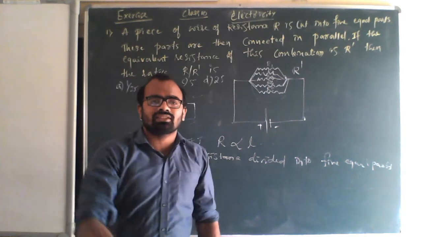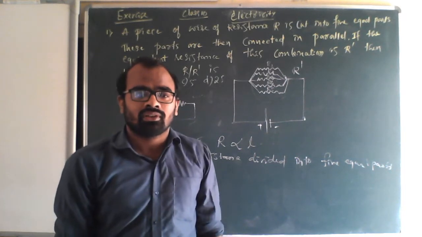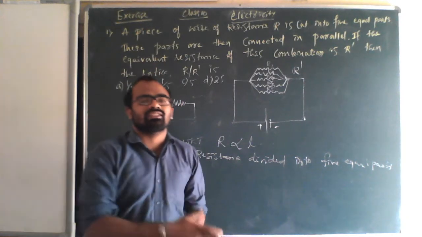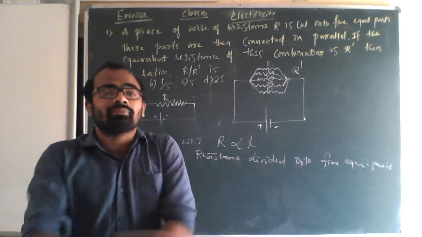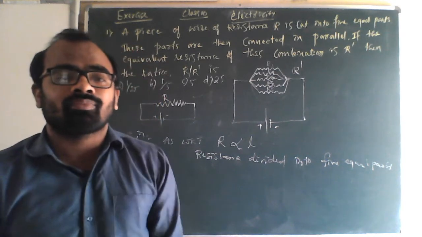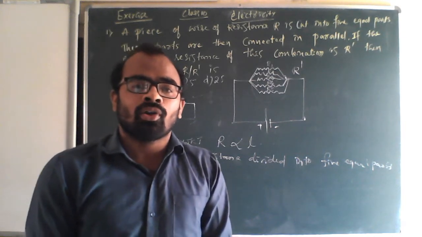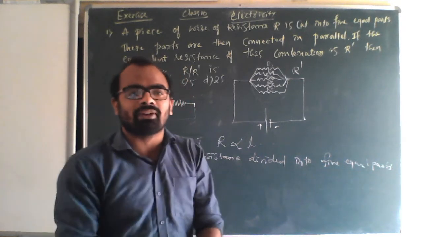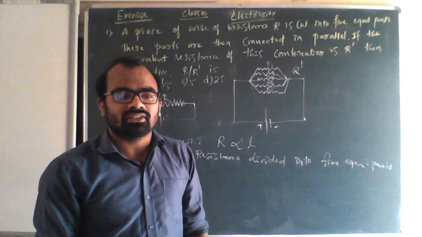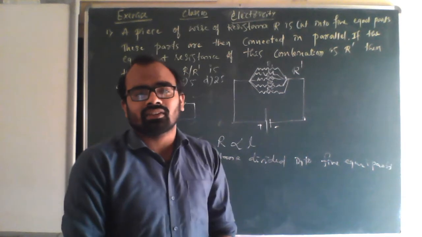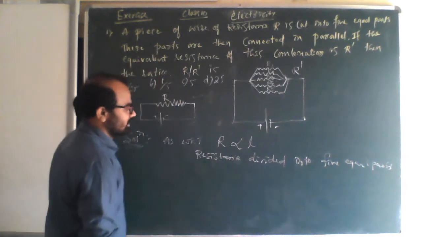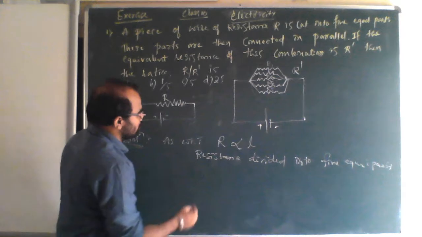Length cut ಮಾಡಿದ್ರೆ resistance cut ಆಗ್ತದೆ. Resistance ಹೆಚ್ಚಾದ್ರೆ length ಹೆಚ್ಚಾಗ್ತದೆ. Length ಕಡಿಮೆ ಆದ್ರೆ resistance ಕಡಿಮೆ ಆಗ್ತದೆ. Directly proportional. So ಇಲ್ಲಿ ಇದ್ದಂತ length ಅನ್ನು 5 ಭಾಗವಾಗಿ ಕಟ್ ಮಾಡಿದ್ದಾರೆ, ಅದರ resistance R by 5 ಆಗ್ತದೆ. Isn't it? 100 by 5 ಆಗ್ತದೆ, 20 ಬರ್ತದೆ. Similarly, resistance divided into 5 equal parts.